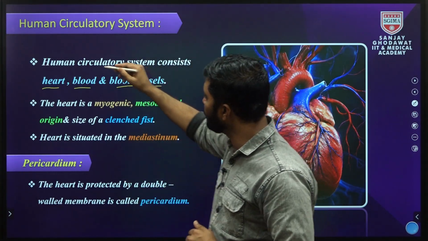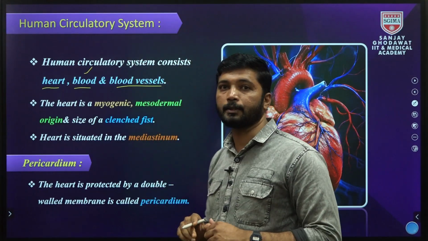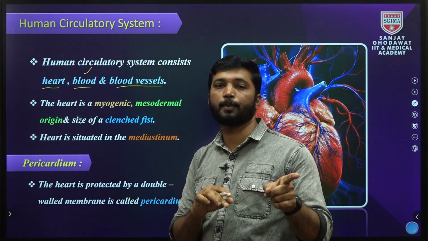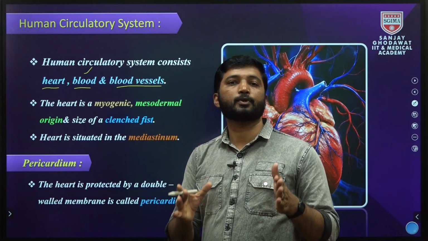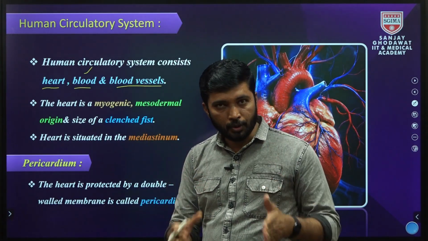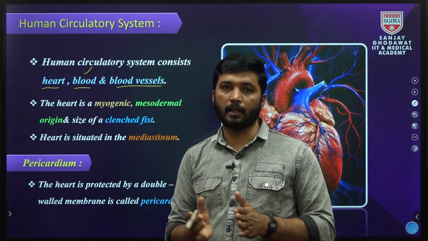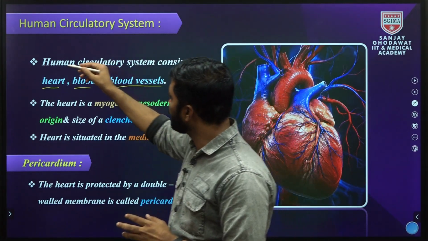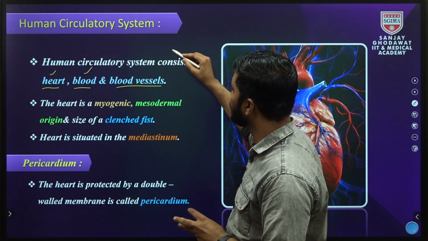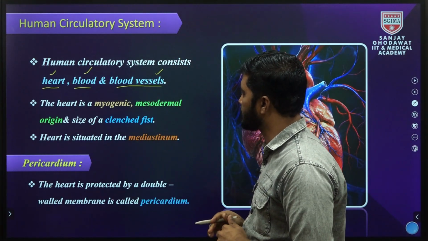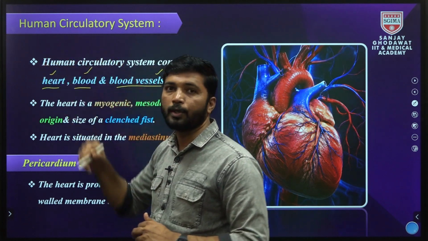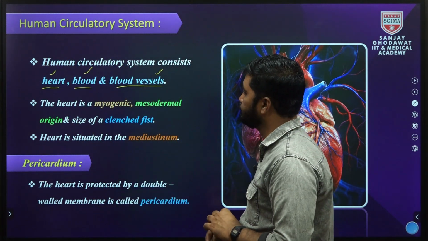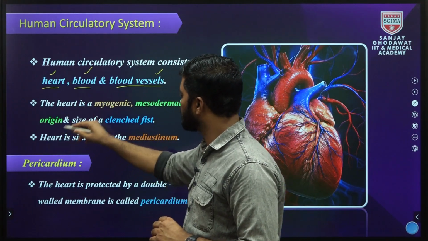We have already discussed blood in the beginning topic of body fluid and circulation: the introduction about the blood, and the composition of blood like plasma and formed elements. Mainly we are focusing on the heart and the blood vessels. The structure of the heart with mechanism is very important. First, the heart. Some introduction about the heart.